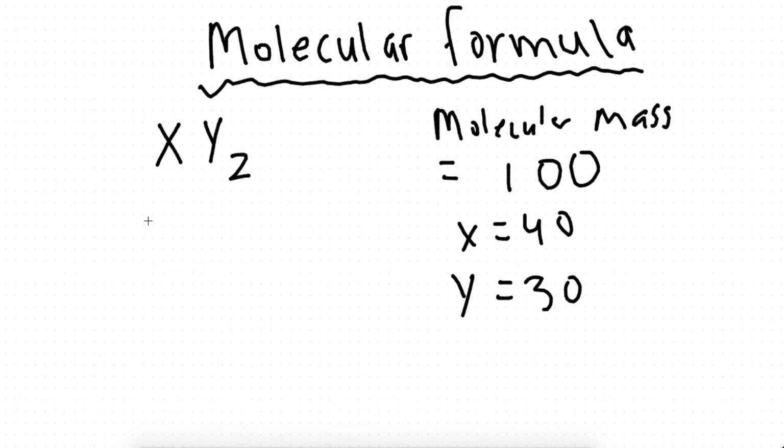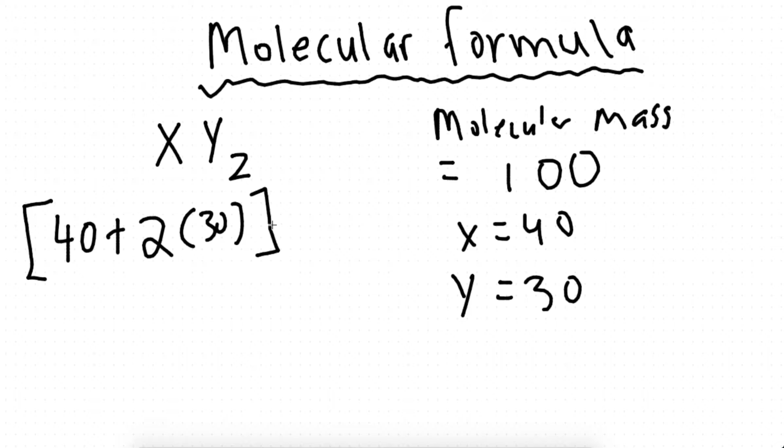So 40 plus, we have a 2 here, 2 times 30, and all this times x. X is a factor. Okay, we'll see what happens, equals to the total molecular mass, which is 100. 40 plus 60 is 100. 100 times x is 100.